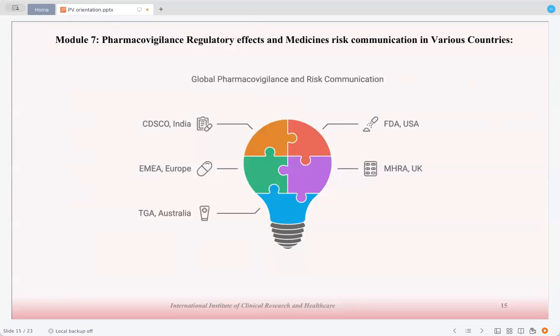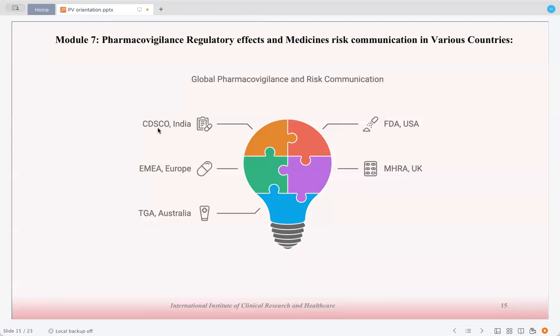Next is pharmacovigilance regulatory affairs and medicines risk communication in various countries. In various countries, the regulatory authorities are different. In India, CDSCO is the regulatory authority responsible for overseeing drug safety, clinical trials, and post-marketing surveillance. CDSCO is the Central Drugs Standard Control Organization. So this CDSCO is responsible for overseeing drug safety in India.